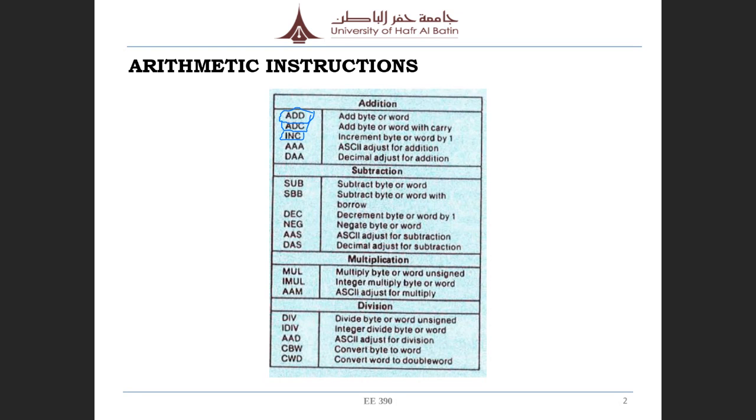So also we use AAA. AAA is ASCII adjust for addition, and these are things we normally do not use so far. So the main thing is ADD, add and increment. These two instructions we normally use.